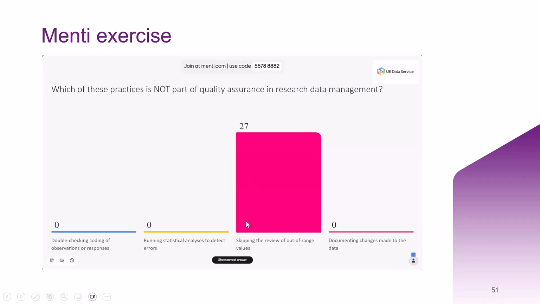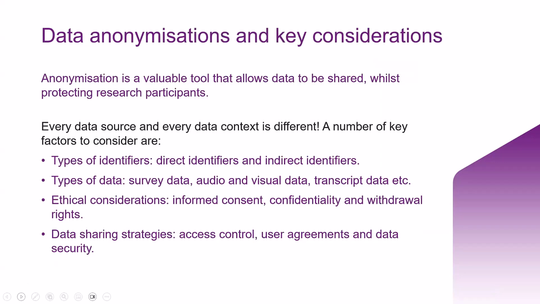And the correct response, yes, skipping the review of out of range values would be a no. It's really important to check that when we do our quality assurance.